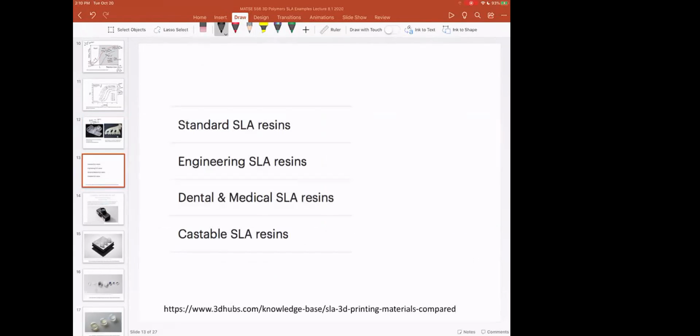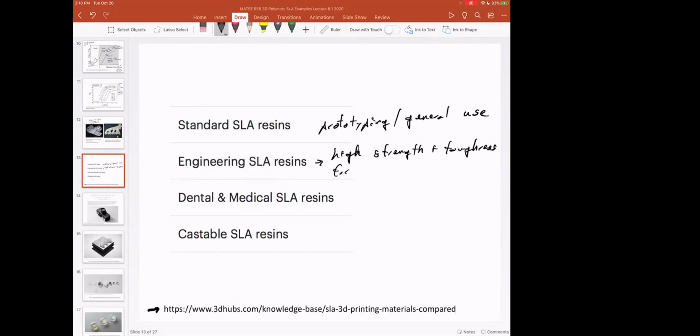So, there's a lot of different guides out there again. If you're interested in looking up what's going on at 3D Hubs, there's a lot of standard prototyping, general use resins. Engineering resins tend to have high strength and toughness. We'll talk about those for end use.